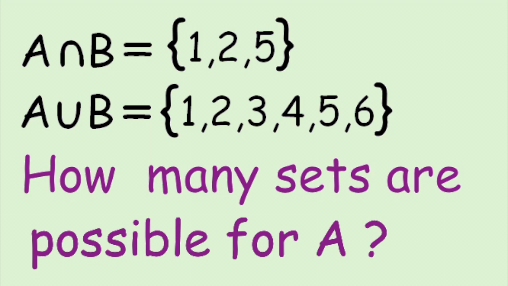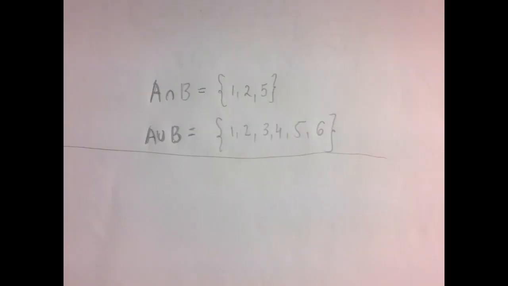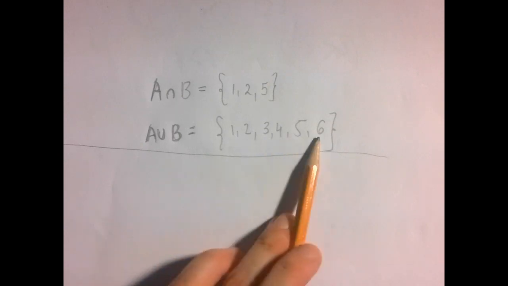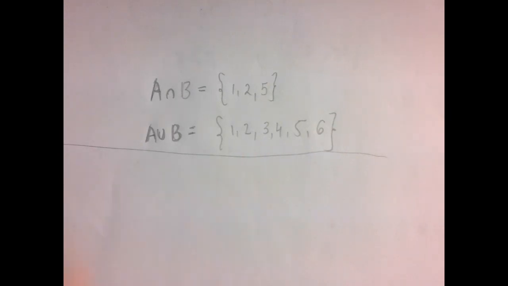This is a cool problem. Suppose there are two sets A and B. We're not given these sets, only their intersection and union. And from that, we don't have to figure out what the sets are, just how many different sets are possible for set A.